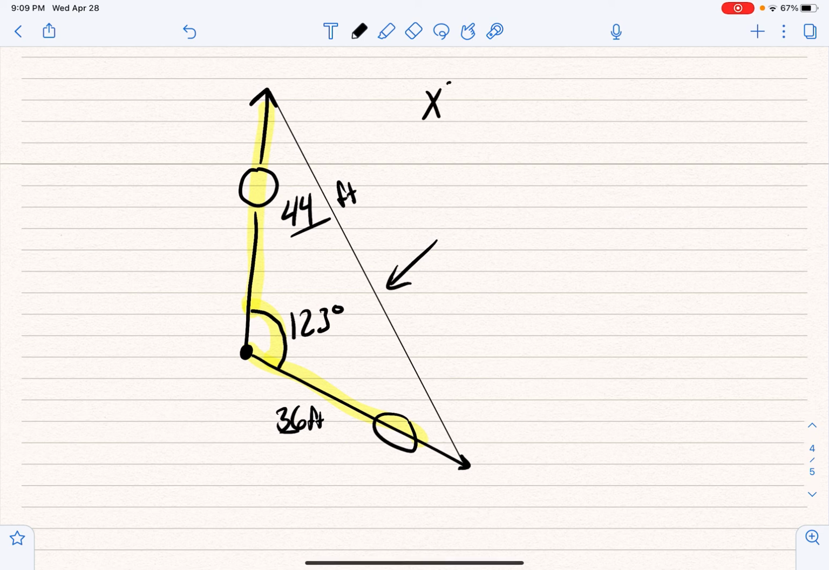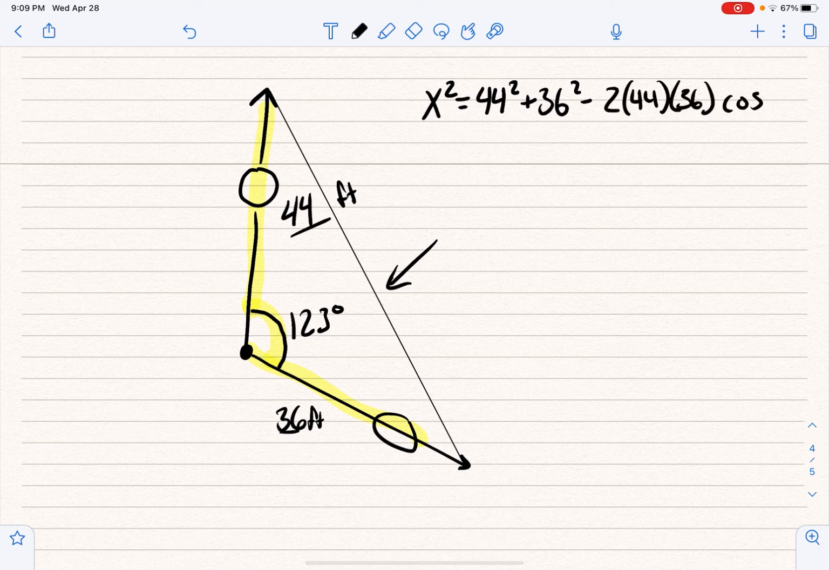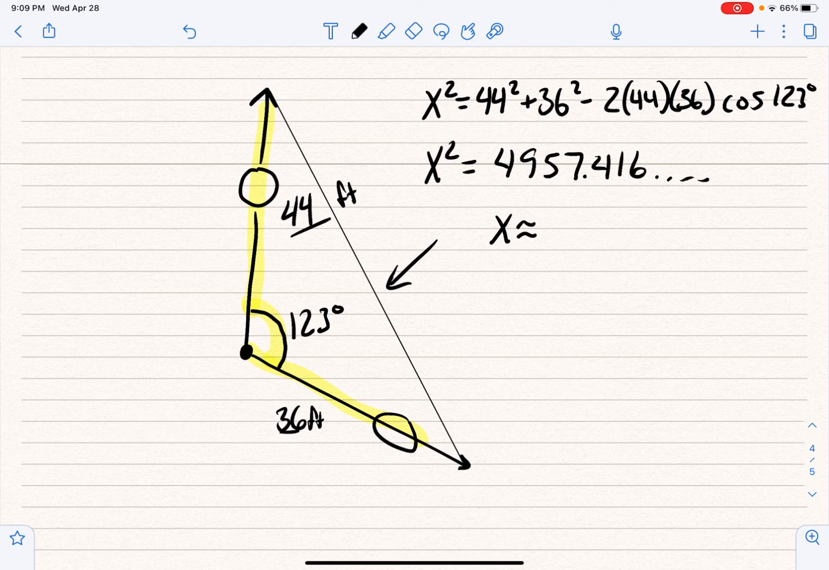You're going to say x, or that distance squared, is equal to 44 squared plus 36 squared minus 2 times 44 times 36 times the cosine of 123. So therefore x squared is, plugging it into my calculator, 44 squared plus 36 squared minus 2 times 44 times 36 times the cosine of 123. And I get about 4,957.416, and so on. So therefore x is about, and I'm going to take the square root of that answer, 70.41 when I round it up.